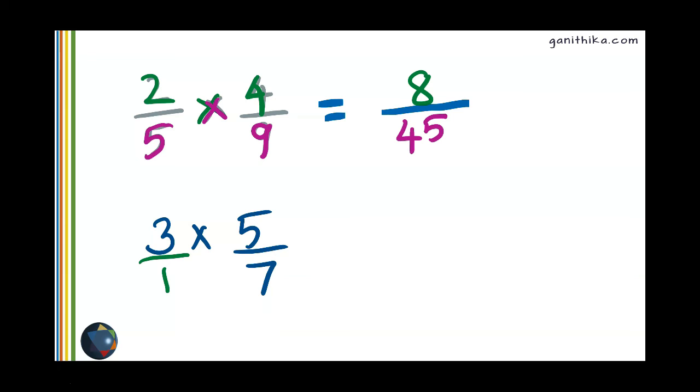I can change the 3 into a fraction by writing the denominator as 1. Now I have two fractions. So I go with the process. Numerator to numerator, denominator to denominator, and I get 15 over 7 as the answer for this product.